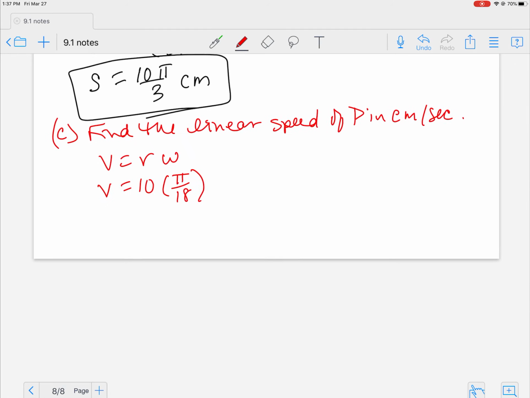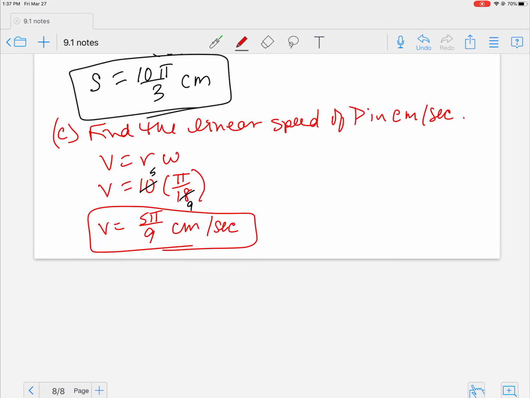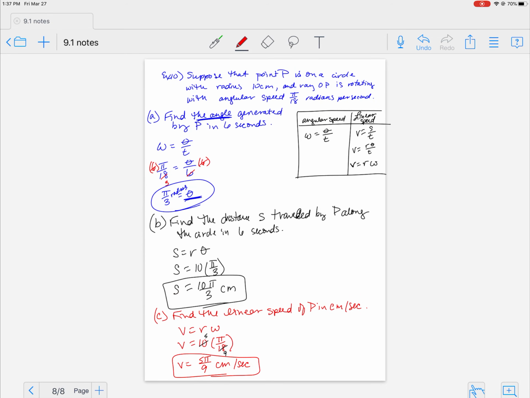So I have my radius of 10, my angular speed of pi over 18. Chug all of that out. Simplify this a little bit. If I divide by 2 gives me a 5. Divided by 2 gives me a 9. And my linear speed now is going to be 5 pi over 9 centimeters per second. All right, just plug it in.